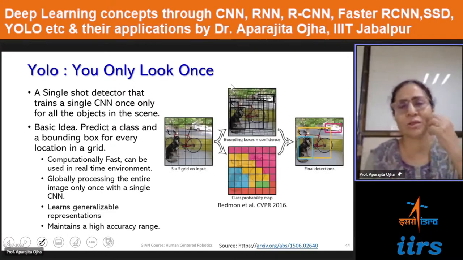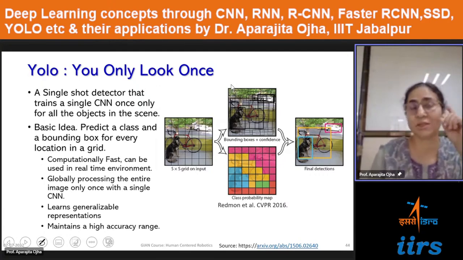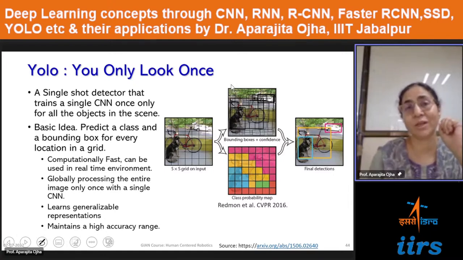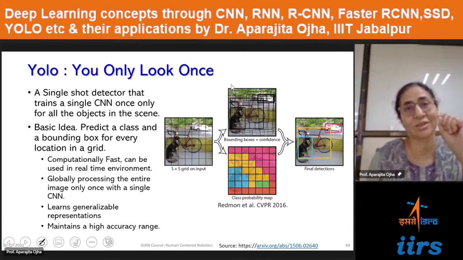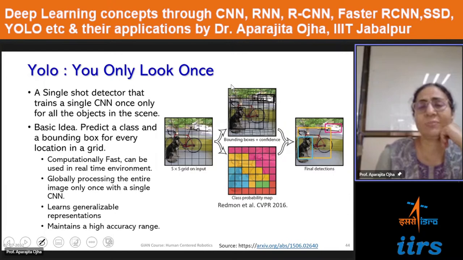It was in 2015 that Redmond presented it at CVPR, which is one of the top conferences in computer vision, actually the top. And its score is even more than the top ranked journals in the field, right? So I'm telling this for those who are new to this field. So CVPR.